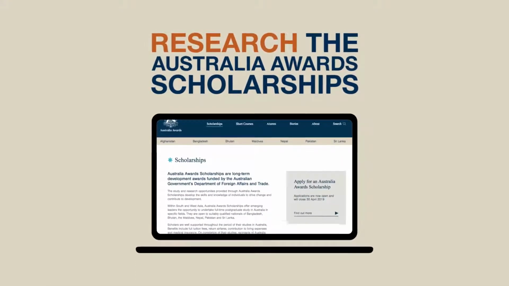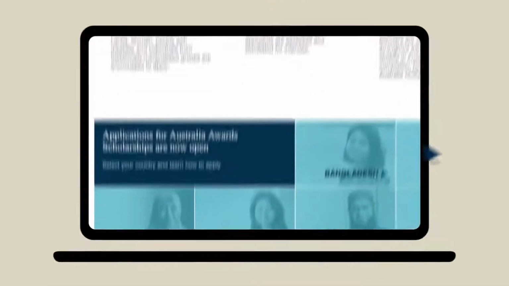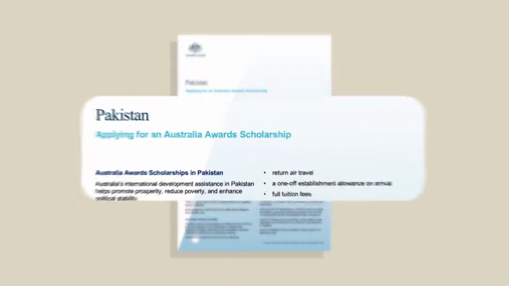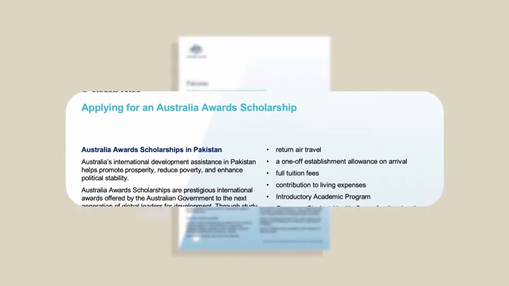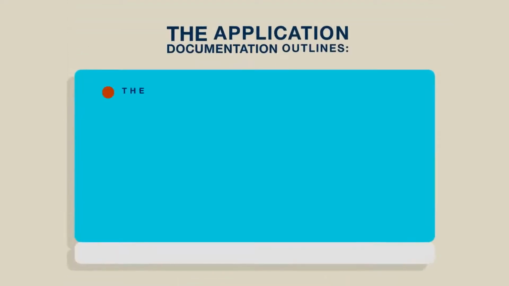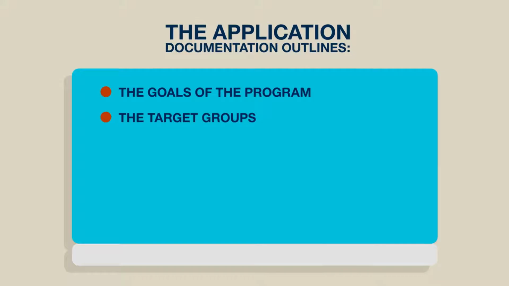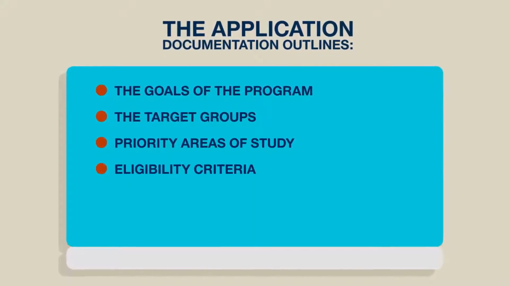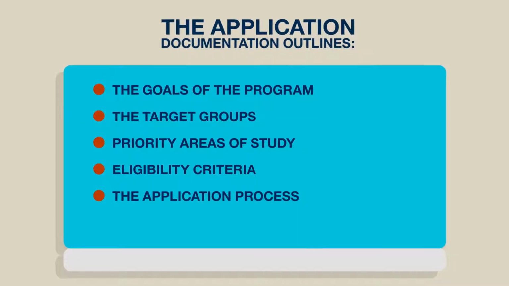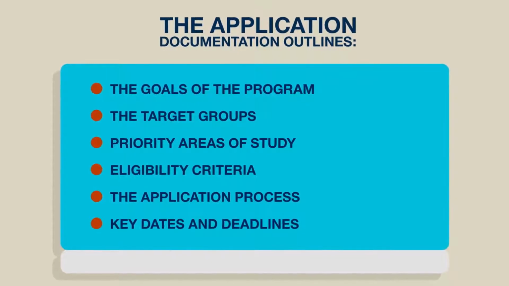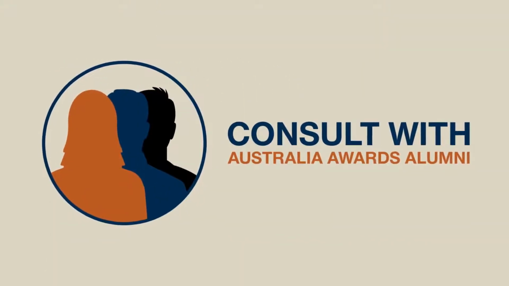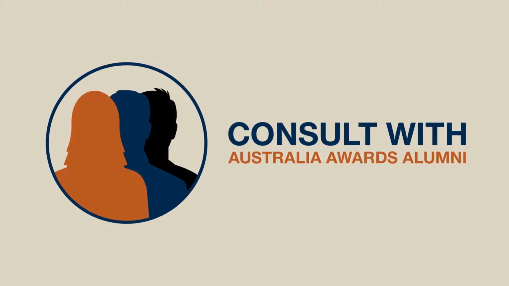Research the Australia Awards scholarships. Make sure to read the documentation for your country because it outlines the goals of the program, the target groups, priority areas of study, eligibility criteria, the application process, and key dates and deadlines. You may also want to consult with Australia Awards alumni from your workplace or community.